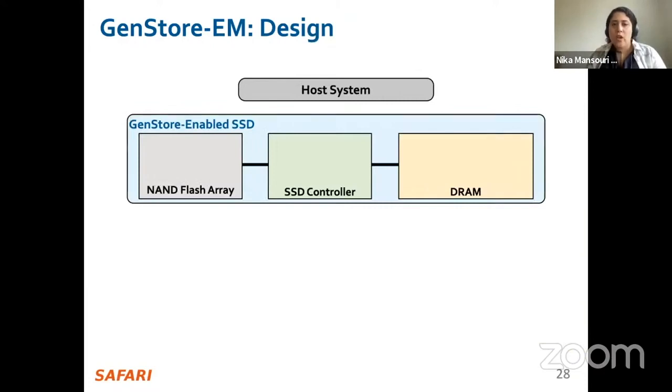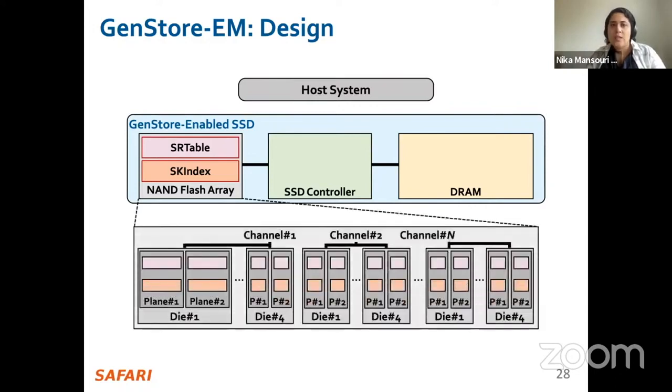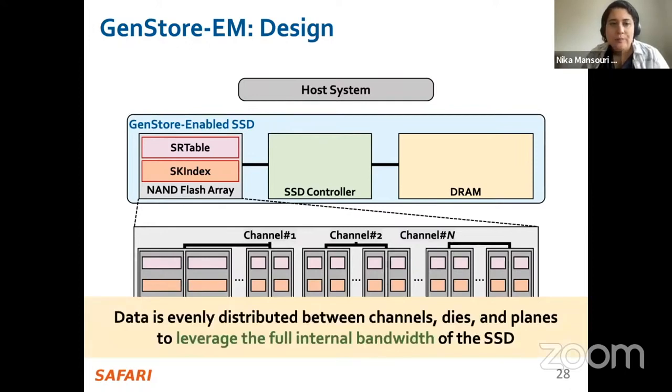So now I show the overall operation flow of GenStore-EM with a sorted read table and sorted K-mer index in the NAND flash memory, distributed across all channels and dies. When the data is evenly distributed across all these channels, dies, and planes, we can leverage the full internal bandwidth of the SSD. And here we have a comparator logic on the SSD controller, small added logic.